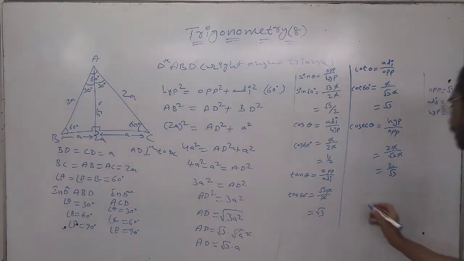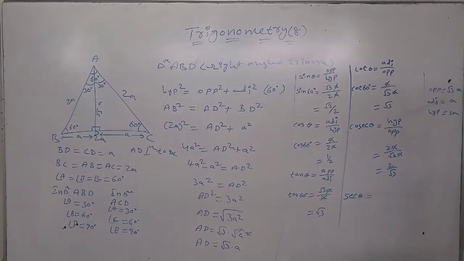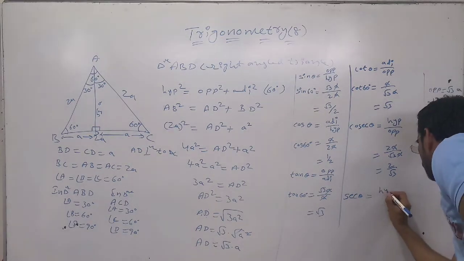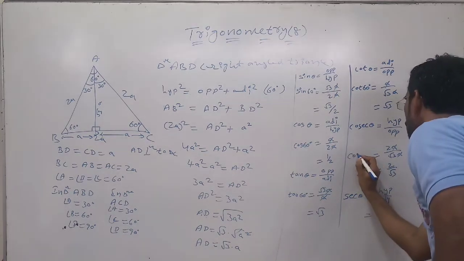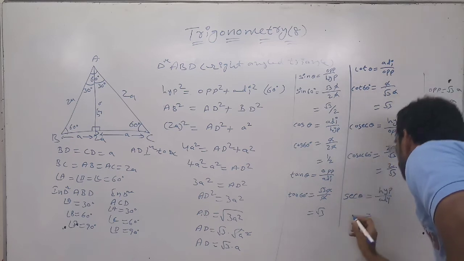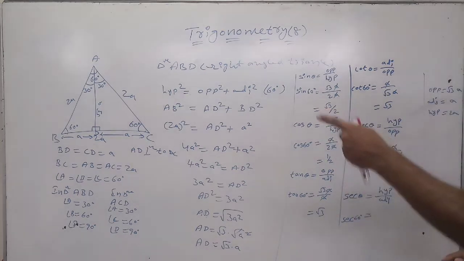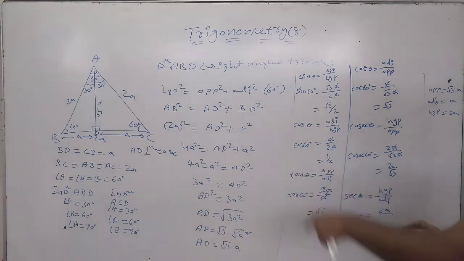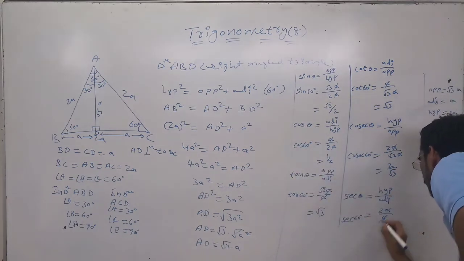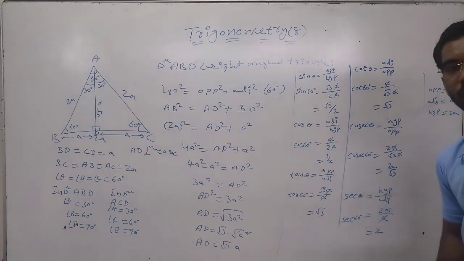Next, sec theta. Sec theta is equal to hypotenuse by adjacent. Hypotenuse by adjacent side. Sec 60 degrees. Hypotenuse is how much? 2a. By adjacent, how much is it? a. The a gets cancelled. How much is it? 2.